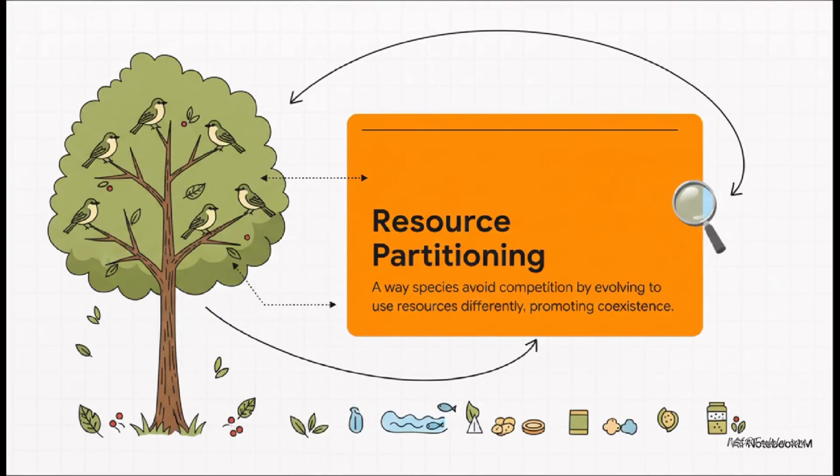To get around this direct competition, species have evolved this amazing strategy called resource partitioning. There's a famous study by an ecologist named Robert MacArthur who found 5 different species of warblers, all living happily in the same type of tree. How? Well, they split it up. Some fed at the top, others in the middle, some on the outer branches. Each one found its own little job, its own niche, so they didn't have to compete.